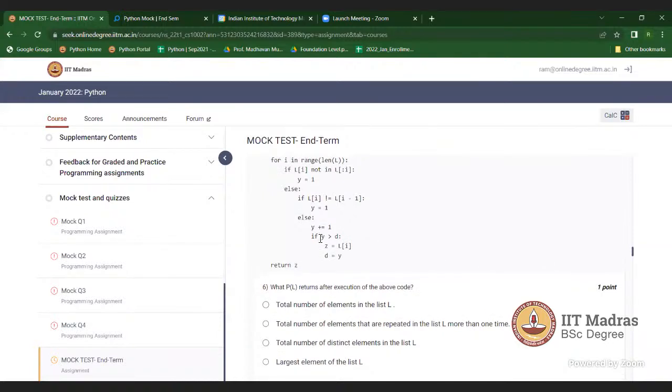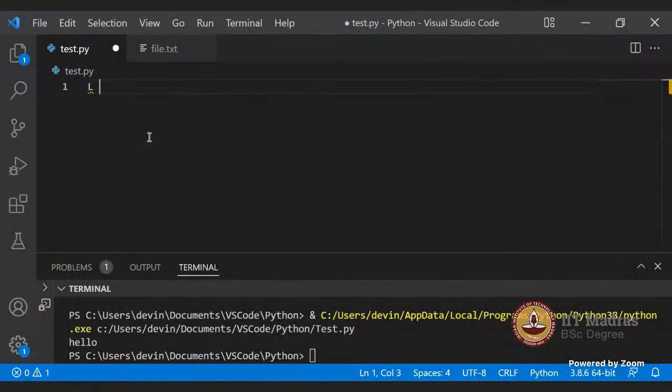Because we have elements like 1, 1, 1, 2, 2, 2, 3, 3, 3, something like that. Okay. So let's say L equals to 1, 1, 1, 2.